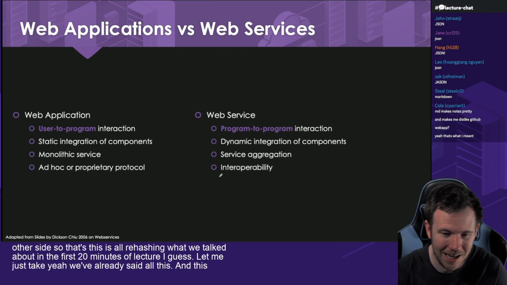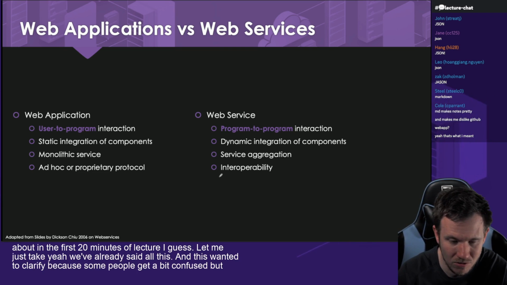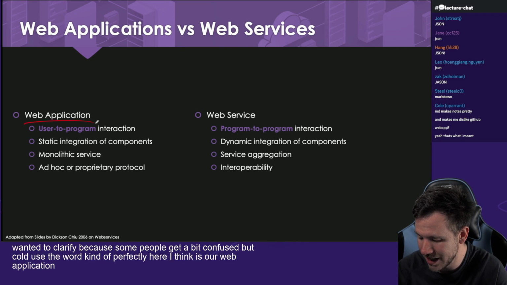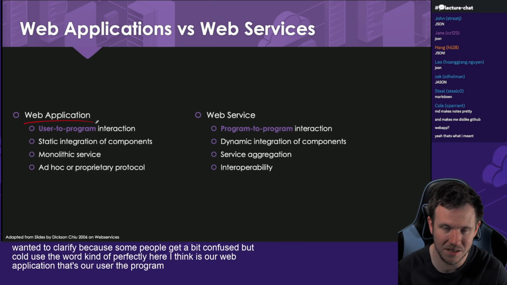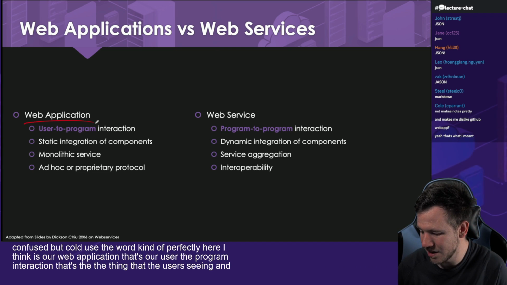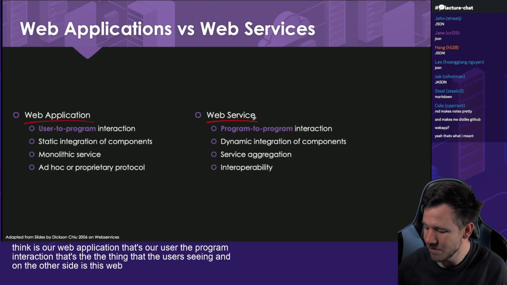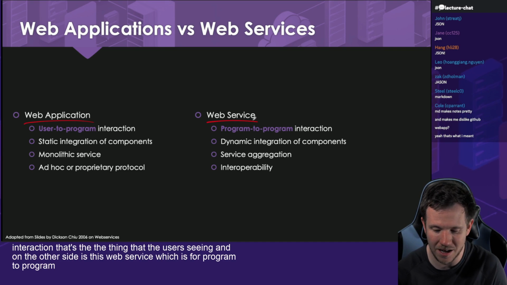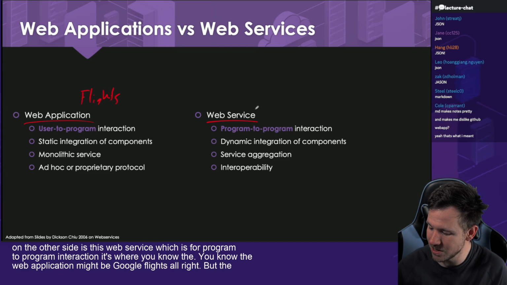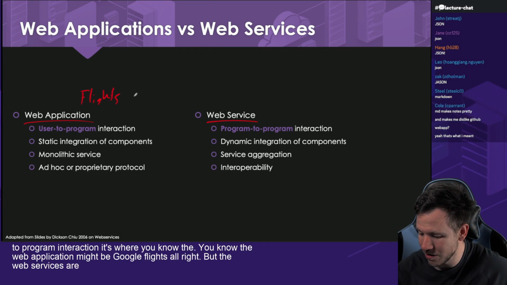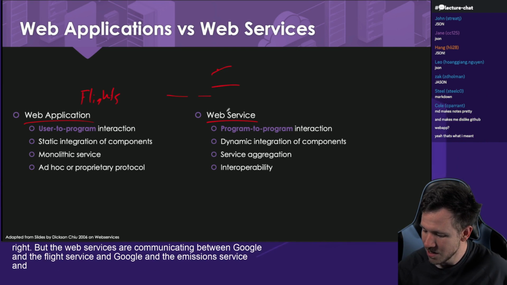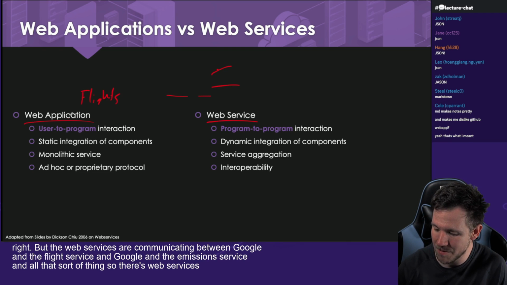I just wanted to clarify, because some people get a bit confused, but Cole used the word perfectly here, I think, as our web application. That's our user to program interaction. That's the thing that the user's seeing. On the other side is this web service, which is for program to program interaction. The web application might be Google Flights, right? But the web services are communicating between Google and the flight service, and Google and the emissions service, and all that sort of thing. So there's web services that a web application can actually use.